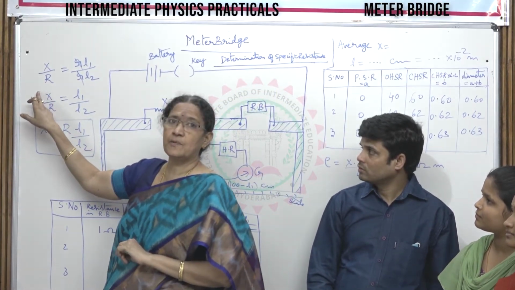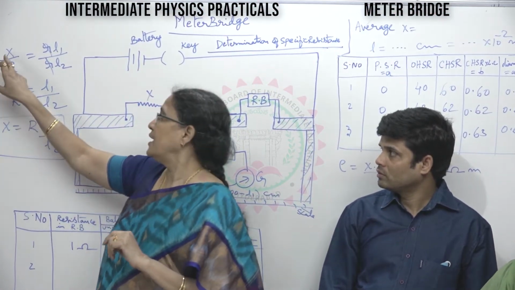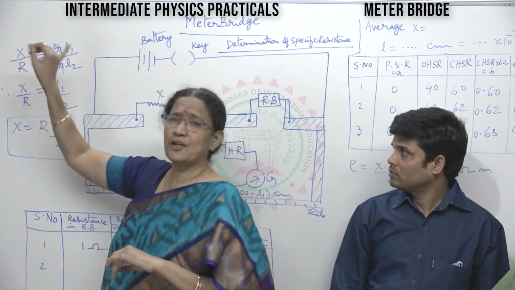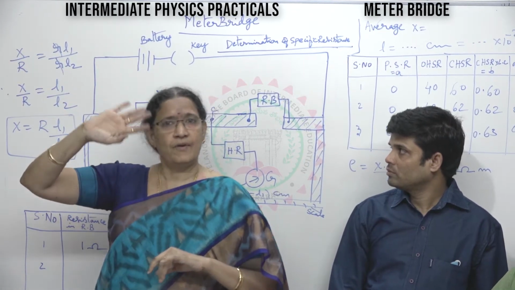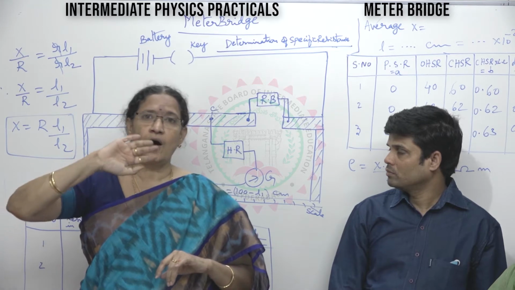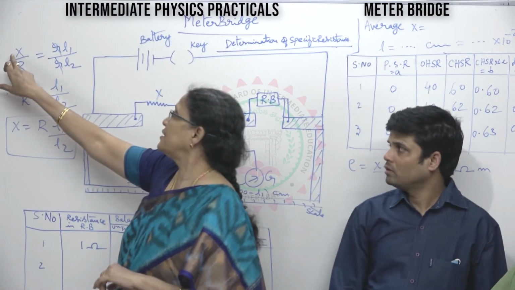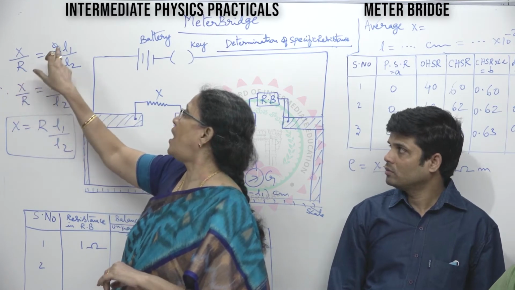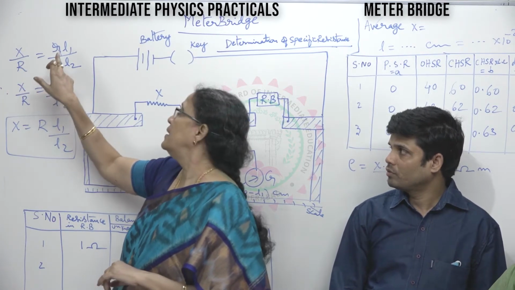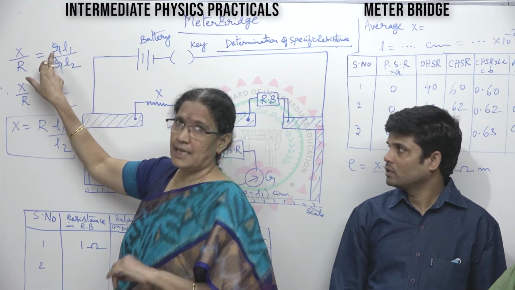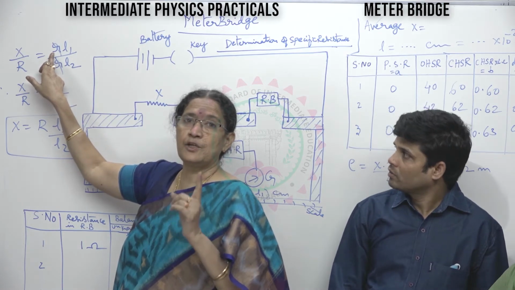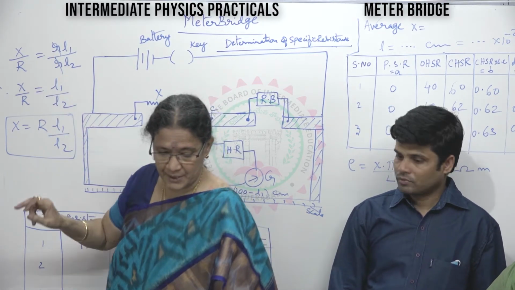What is that Wheatstone bridge principle you have done in theory? If R1 by R2 is equal to R3 by R4, where R1, R2, R3, R4 all are resistances. So here I have written the formula X by R is equal to RL1 by RL2. This R is the resistance per unit length of the meter bridge wire.